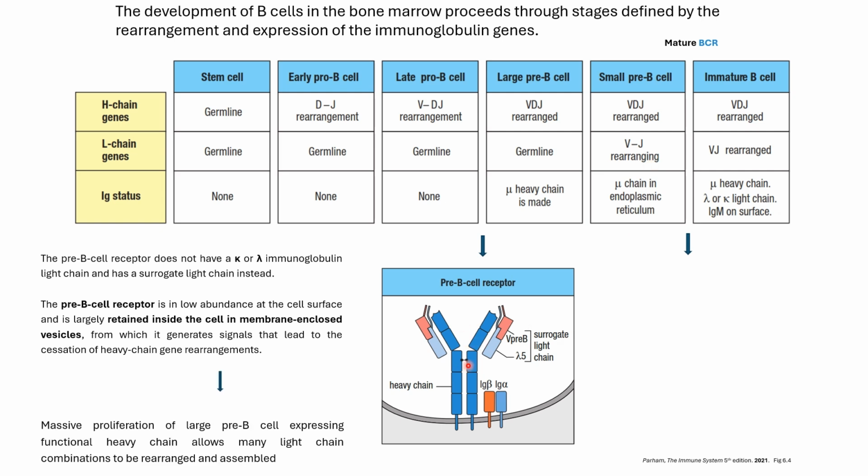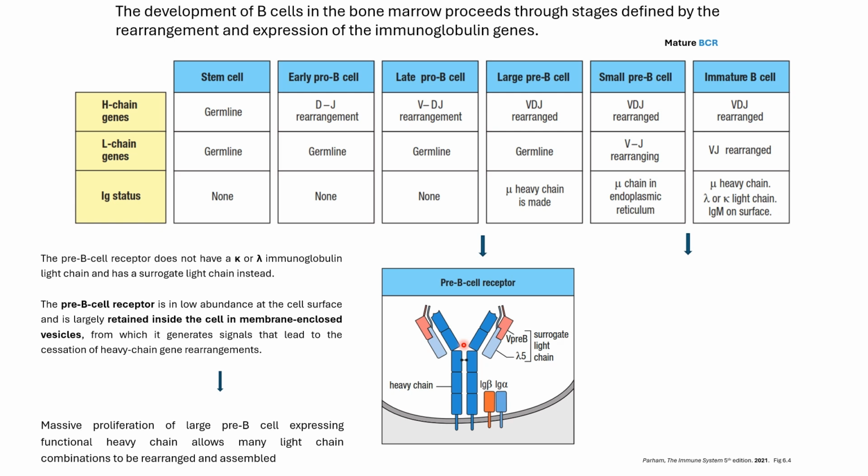At this stage, once we have a successful heavy chain, then the pre-B cell, the large pre-B cell, undergoes rapid proliferation. It makes many copies of itself. Something works, the heavy chain works. The light chain rearrangements might not work.